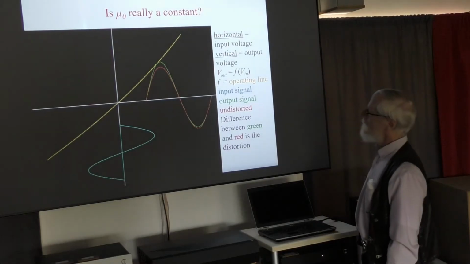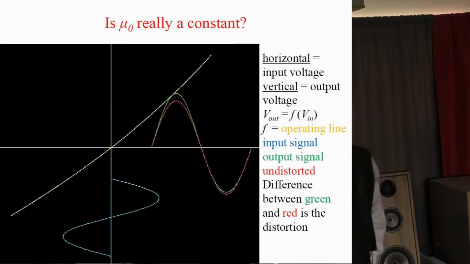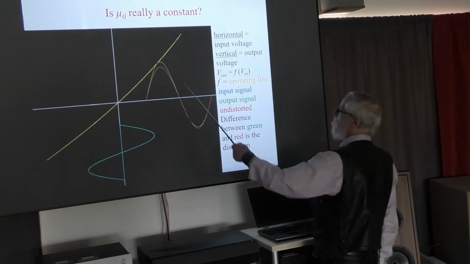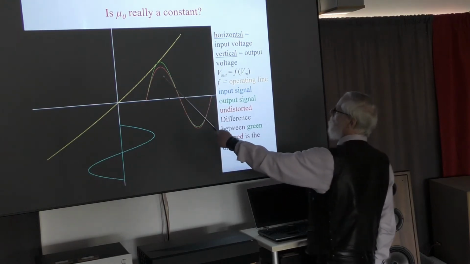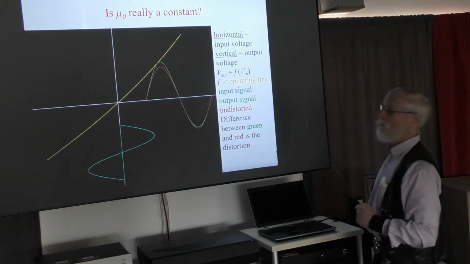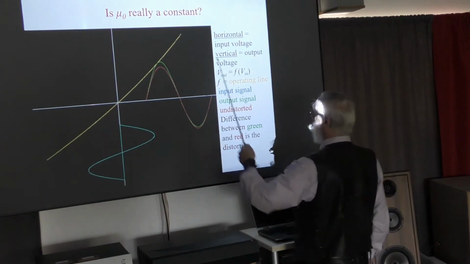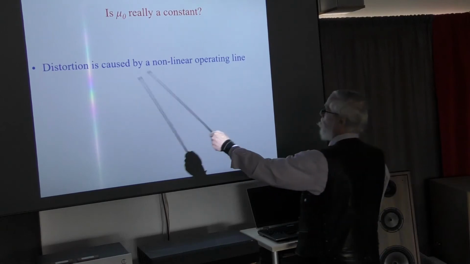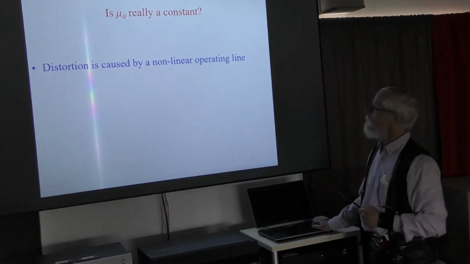Never the case. This is a graphical representation. The yellow line is the operating line. The horizontal line represents the input voltage, the vertical line the output voltage. If I have a sinusoidal input voltage, via the operating line it generates the green output voltage. If the system were perfectly linear, I would get the red output voltage. So the difference between green and red is a distortion introduced by this nonlinear line. So we can conclude that distortion is caused by a nonlinear operating line.